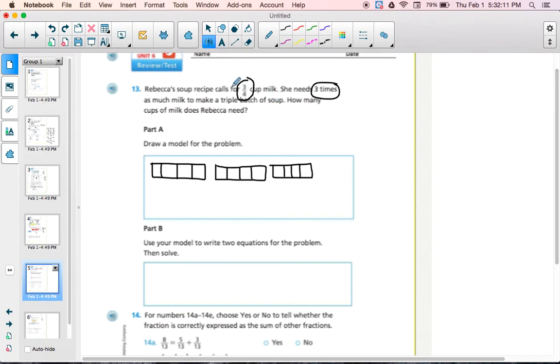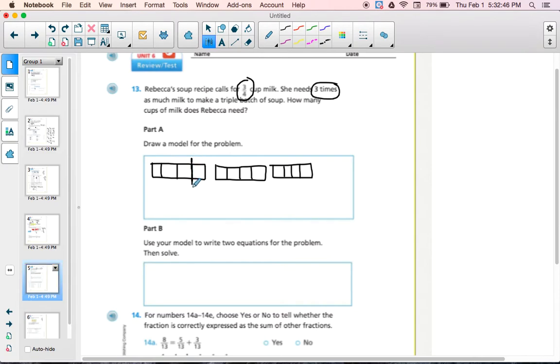Rebecca's recipe calls for 3/4 cup of milk. She needs 3 times as much milk to make a triple batch of the soup. How many cups of milk does Rebecca need? The recipe calls for this, but she wants 3 times as much, okay? So I notice the denominator, very important. It tells me divide your fraction bars up into fourths, all right? So I'm going to draw a model.